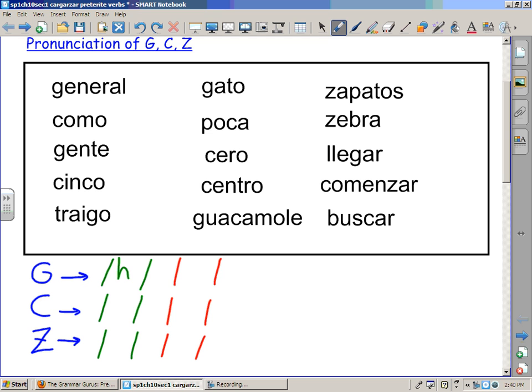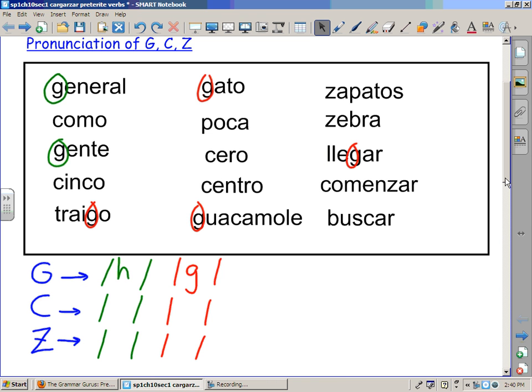Where can we see this up here? Pick out a word. General, gente. What's the hard sound? Good. As it sounds in English, right? What is a hard sound up here? Traigo, gato, guacamole, llegar. Very nice. Let's do the same thing for the letters C and Z.